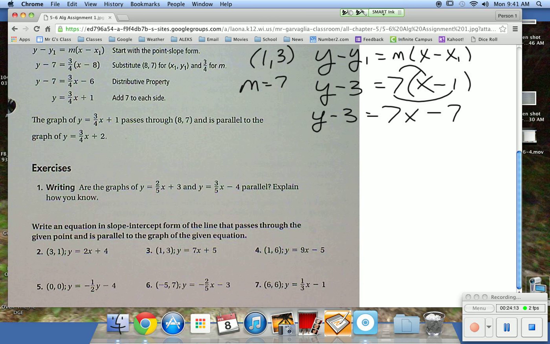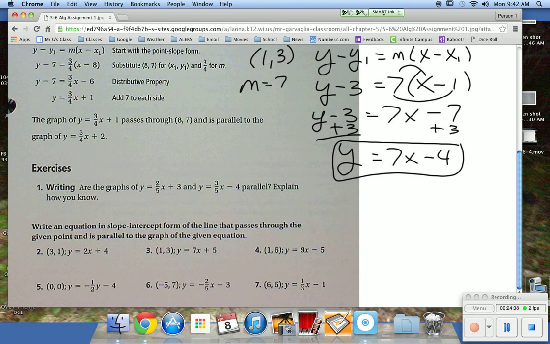All right. Add 3 to both sides. Why did I add 3? Because I'm doing what? Ben? Yeah, so I could get y by itself. Y equals 7x minus 4. That's the answer to number 3. Okay, see how we have to do this? You see how we have to do this? You have 4, 5, 6, 7 to work on this page.